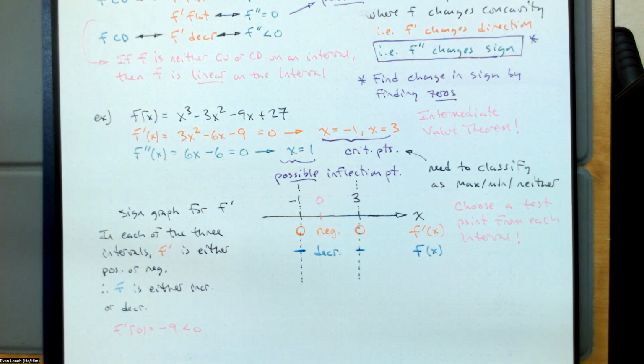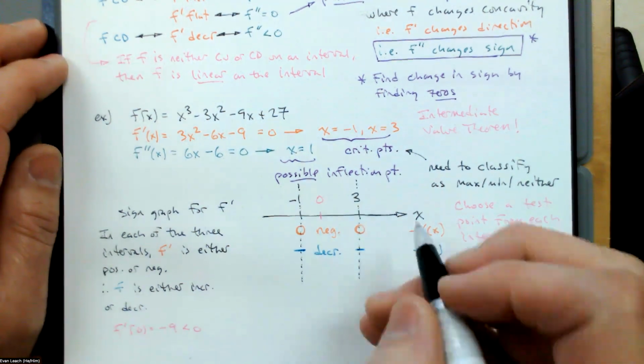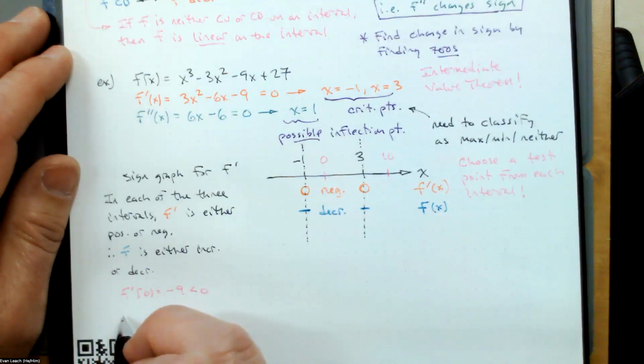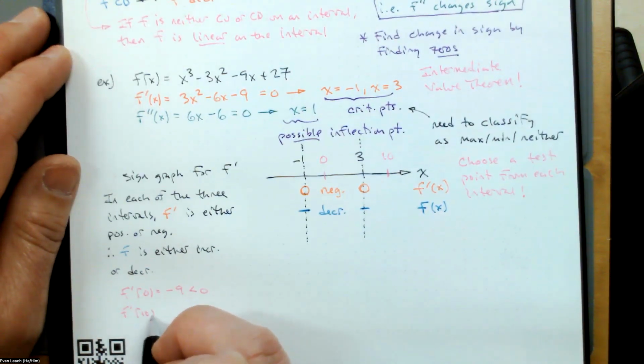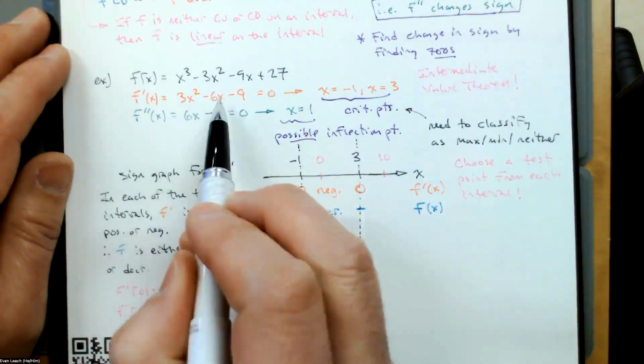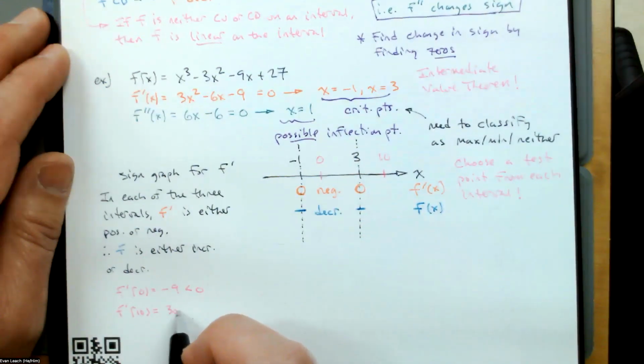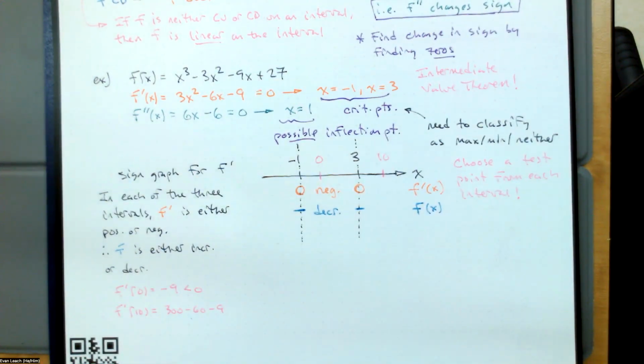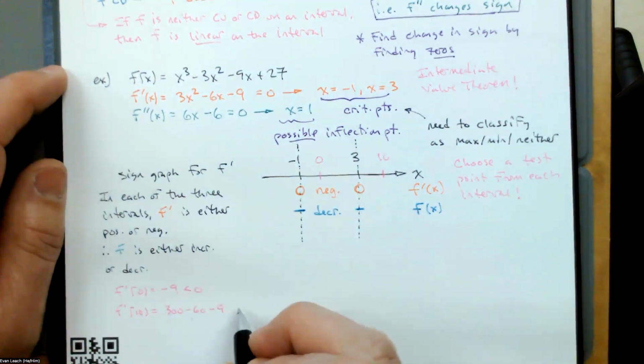So I need to plug in something bigger than 3. It could be anything that we want bigger than 3. 4 is reasonable, but harder to plug in. I'm going to go with 10 because 10 is easy to plug in. Then just test it in the first derivative. So f prime of 10 is going to be 300 minus 60 minus 9, otherwise known as 240 minus 9, otherwise known as 231. All that doesn't matter. This is just positive.